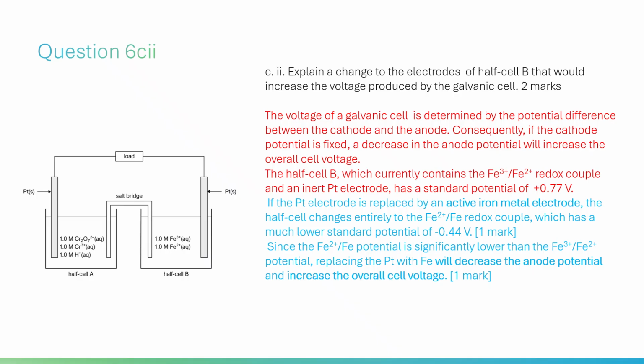Since the Fe2+, Fe potential is significantly lower than the Fe3+, Fe2+ potential, replacing the Pt with Fe will decrease the anode potential and increase the overall cell voltage.